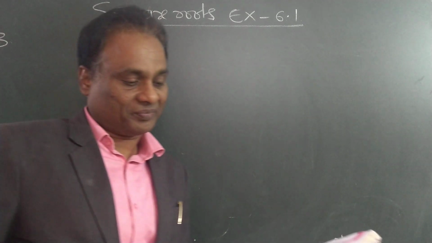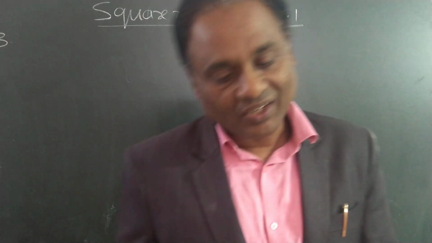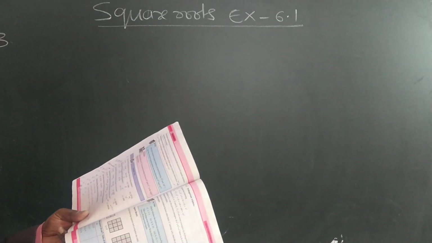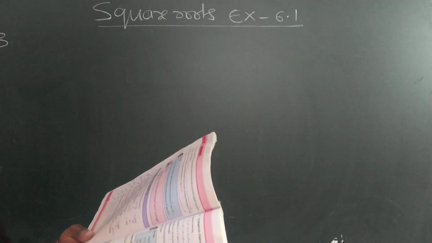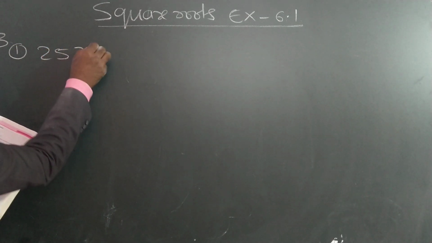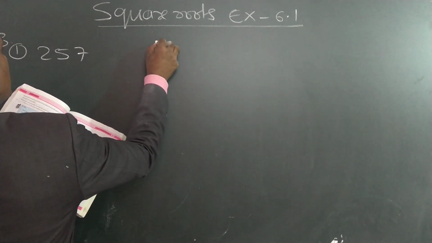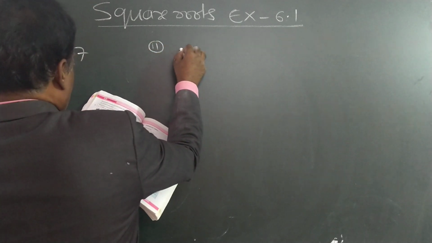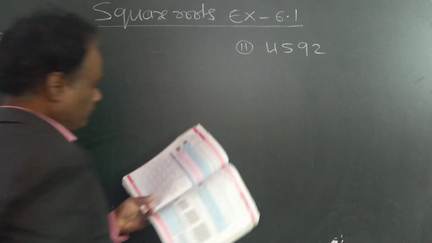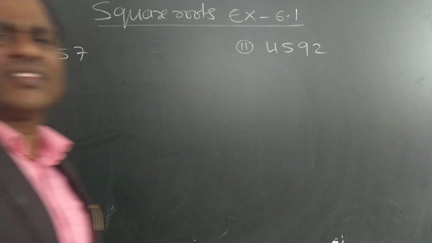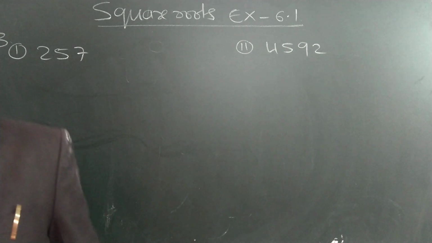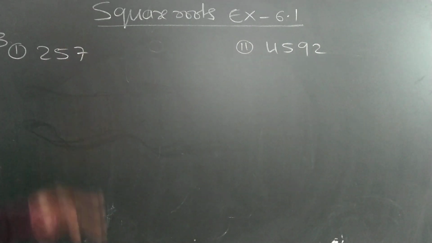Third question. Students, the third problem: the following numbers are not perfect squares. Give the reasons. 257, 4592. 257 is not a perfect square. If you square any number, you won't get 257.